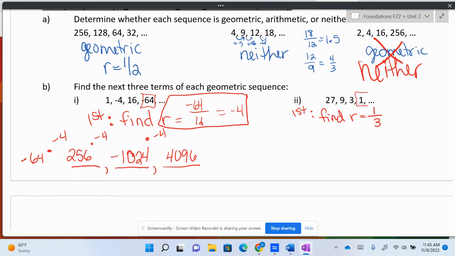So let's take our very last term, 1, and I'm going to multiply that by 1/3 to get the next term. What's 1 times 1/3? It's 1/3. And I'm going to take 1/3 and multiply that by 1/3. Remember, when we multiply fractions, we multiply straight across, top times top, bottom times bottom. What does that equal? 1 times 1 is? 3 times 3 is? Okay, and I'm going to take that and multiply that by 1/3. 1/27.